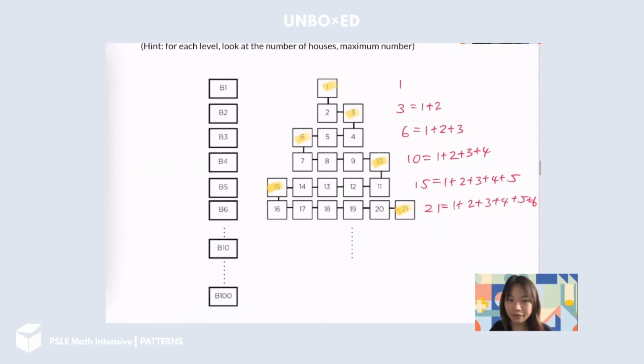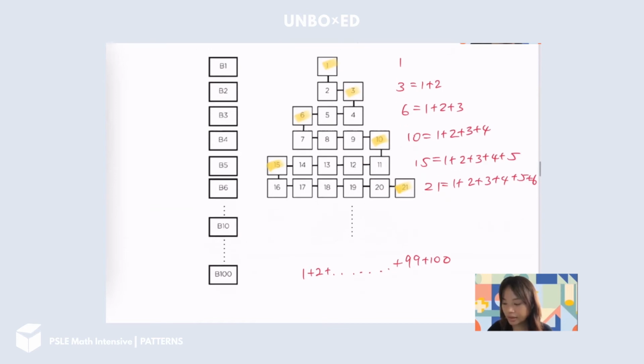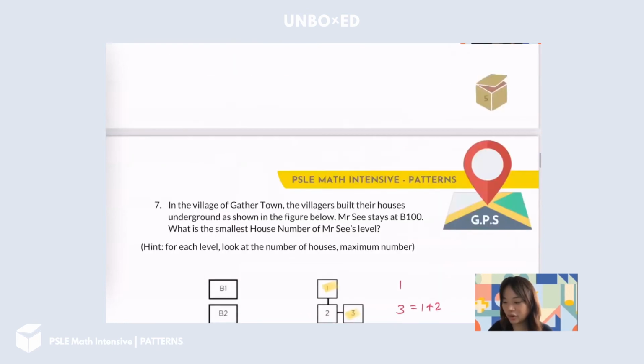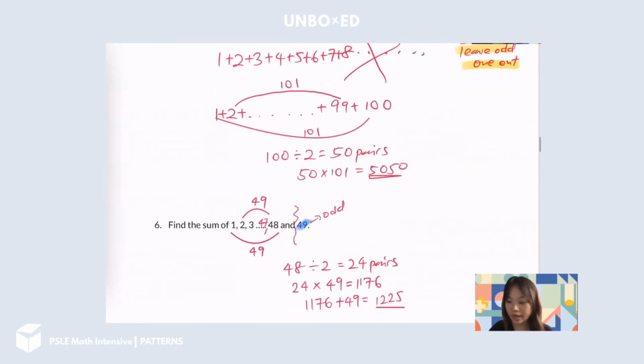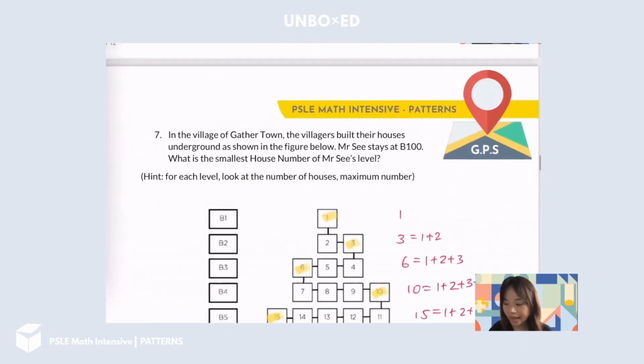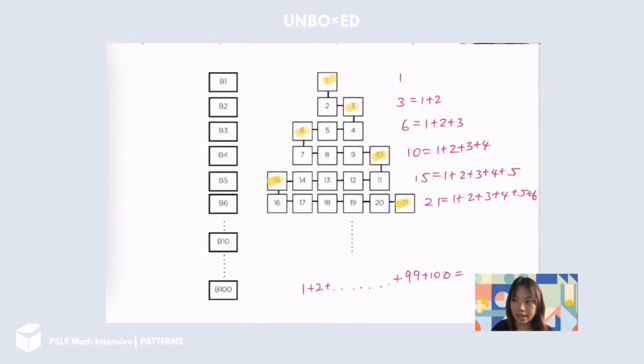But what are you going to do? You're going to find the maximum number of the basement 100 first. And like what I did previously, you're going to take 1 plus 2 plus dot dot dot plus 99 plus 100. Honestly, I have already explained to you how you get the answer, so I'm not going to explain again how you pair up. But the sum of 1 to 100 is 5050.